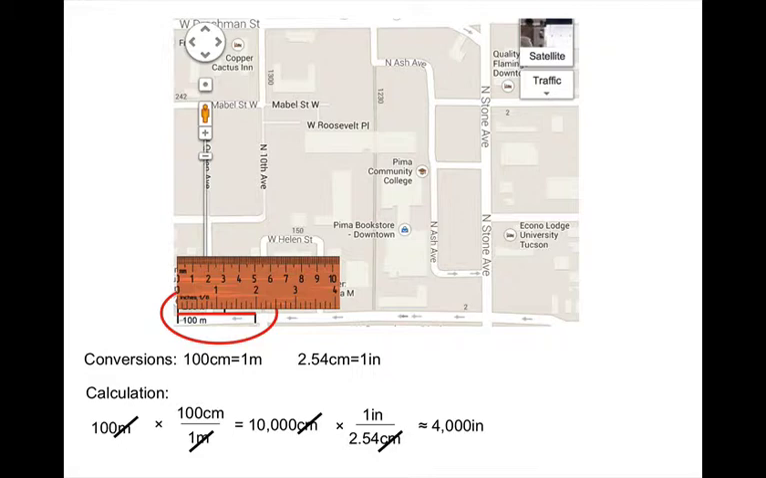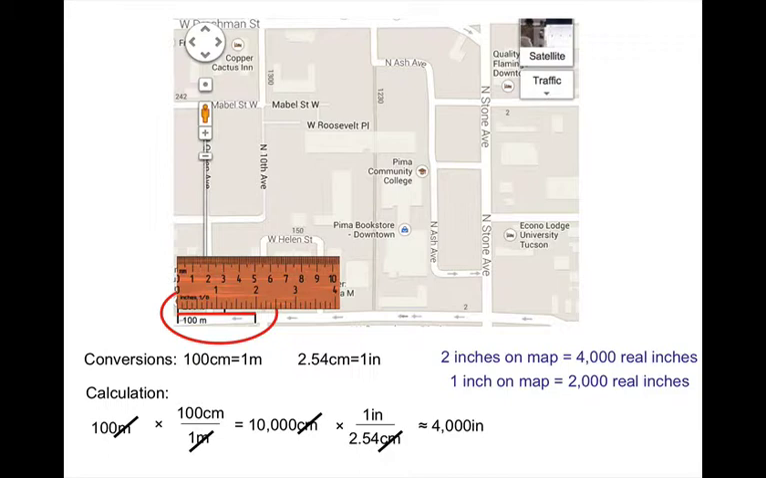Since the number that I started with, 100 meters, is equivalent to 4,000 inches, this means that the 2 inches on my map that represent 100 meters are equivalent to 4,000 real inches. Divide both sides by 2 and it tells you that 1 map inch is the same as 2,000 real inches. This is the scale of the map, 1 to 2,000. This means that if I were to blow up this map by a factor of 2,000, the map would be the same size as real objects in the map, the size of the Pima campus.